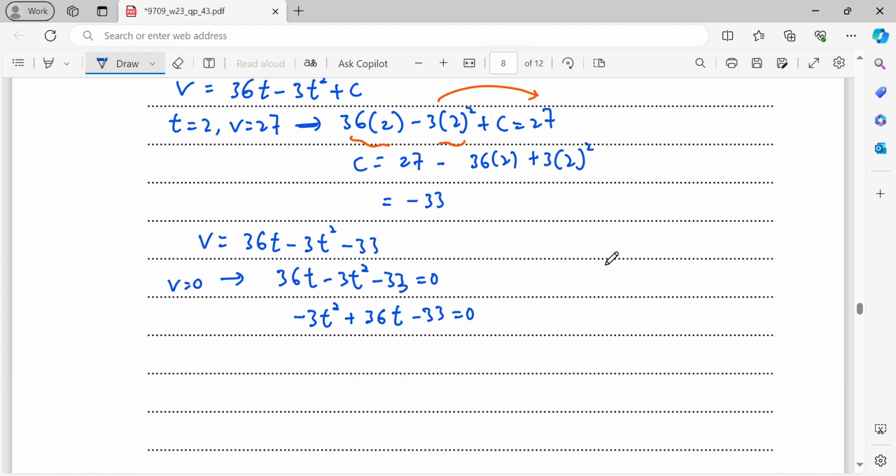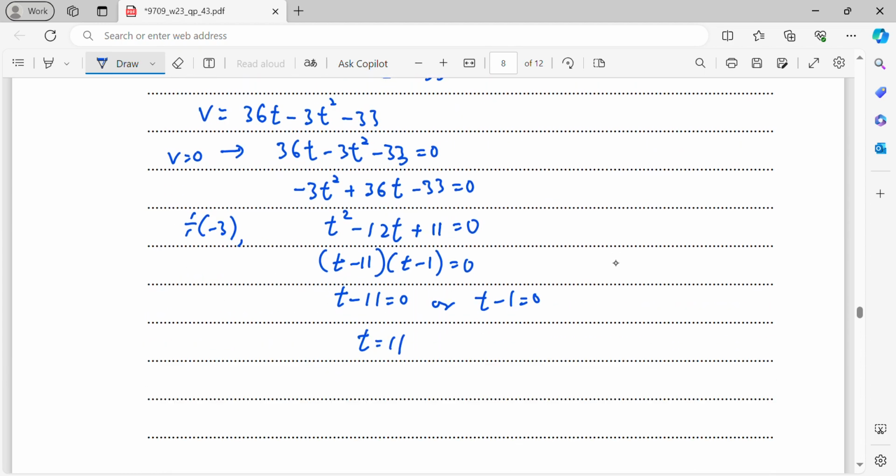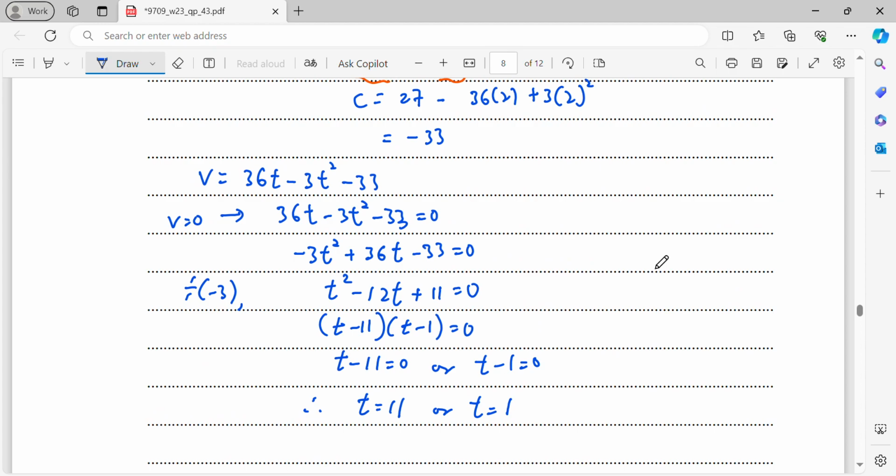And now here I notice that in order to get the positive t squared, I have to divide the whole equation by minus 3. So at last, you will be getting t squared minus 12t plus 11 equals to 0. And now factorize this quadratic equation to get t minus 11 and t minus 1. Okay, therefore, I will get either t minus 11 equals to 0 or t minus 1 equals to 0, which means here I'm getting either t equals to 11 or t equals to 1. So that's the solution of this question.